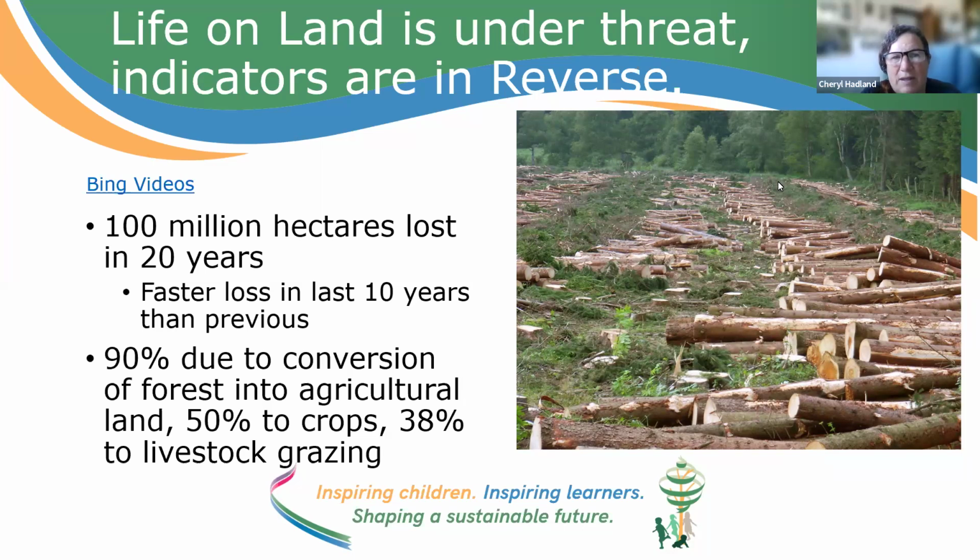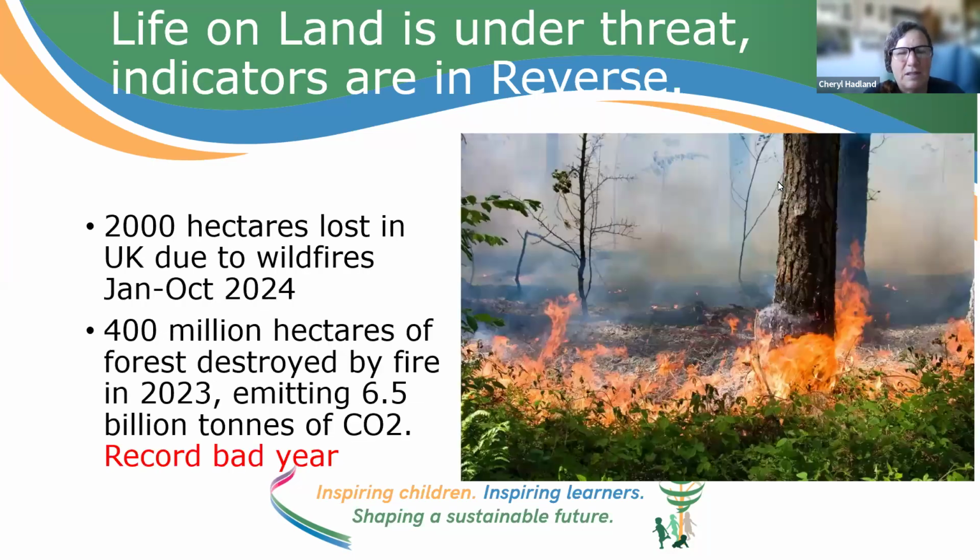So 90% of the damage, when you first look it up on the United Nations website, it says that 90% is due to conversion into agricultural land. 50% of that is for growing crops, as I said, like palm oil, and the rest for food for our animals. But then if you look a little bit further, actually a huge amount is lost due to fire. I think that's actually even worse. We're losing more to fire, and we've actually done that in the UK as well, 2,000 hectares, but it's nothing like what's being lost worldwide.